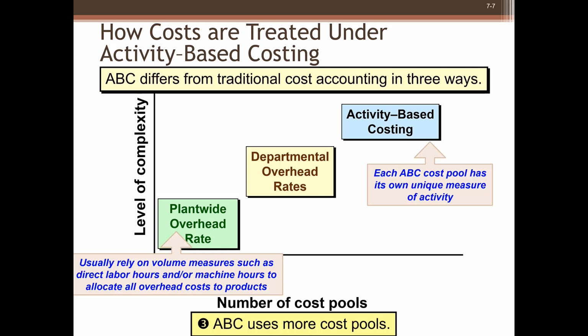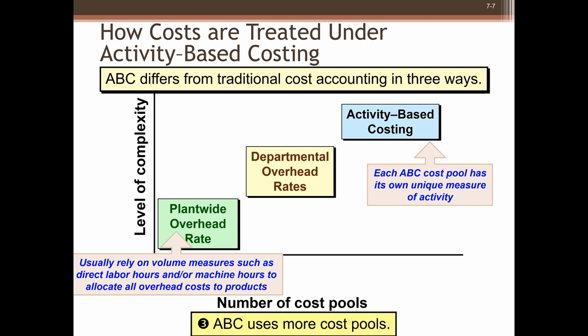Third, ABC uses more cost pools. For the traditional costing system, in job order costing, we've talked about plant-wide overhead rate and departmental overhead rates. If the company has only one product, the company normally relies on volume measures such as direct labor hours or machine hours to allocate all overhead costs to products. So that's the plant-wide overhead rate.